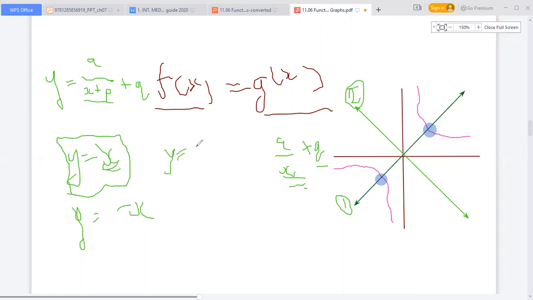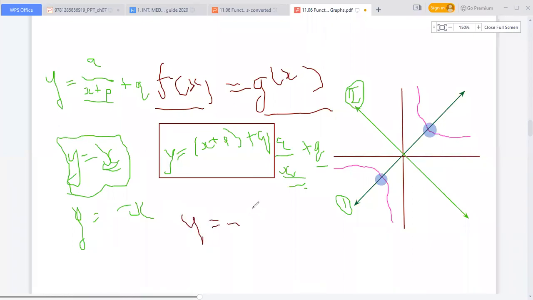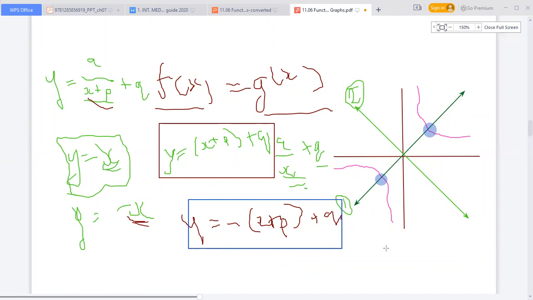So your equation will be y is equal to x plus p, plus q. This is the equation of the graph that is going up, that is ascending, right? And for the other one, it will be y is equal to negative, in brackets, x plus p, plus q, sorry for the handwriting. This is the one we use when the gradient is negative. So you must know these two equations, right? This one is for equation number one, when the straight line has a positive gradient, and this one is for when the straight line has a negative gradient.